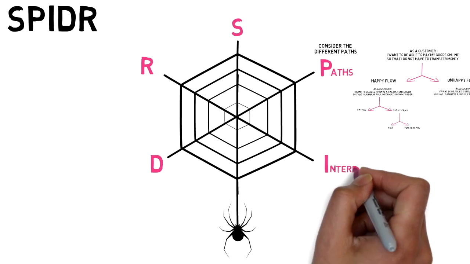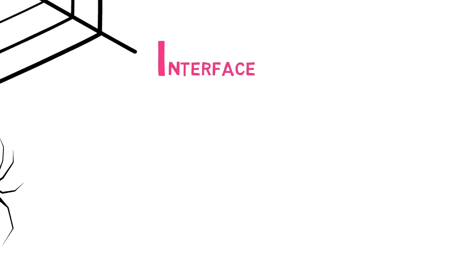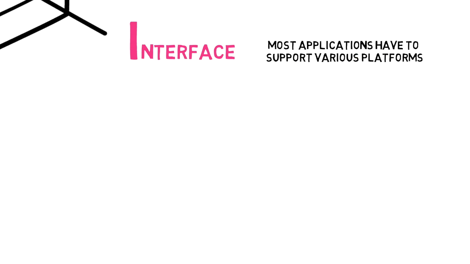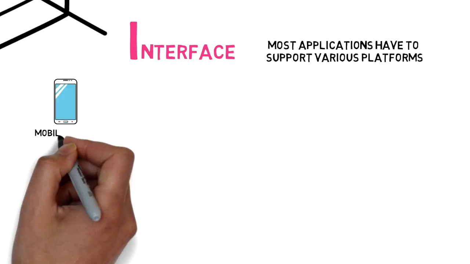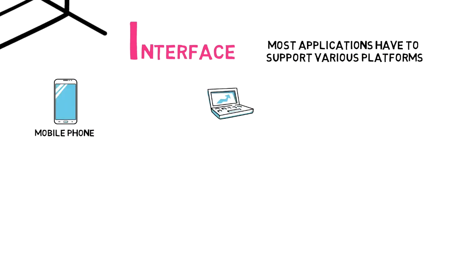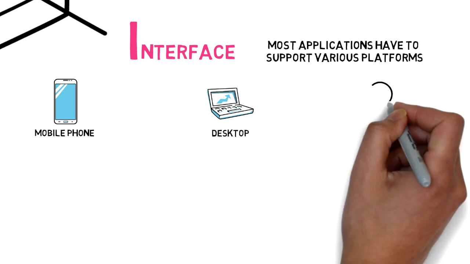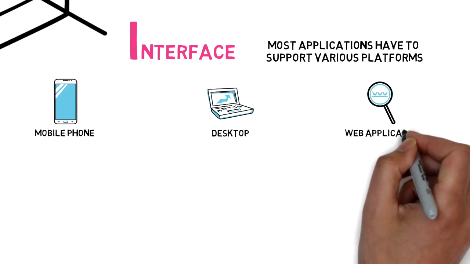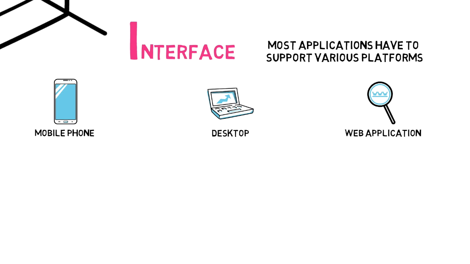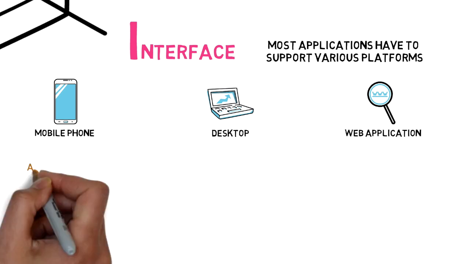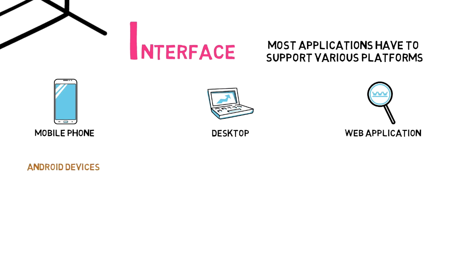The I stands for interface. Most applications have to support various platforms, like mobile phones, desktops, tablets, or touchscreens. It may be beneficial to break down large items depending on the interface. For a mobile application, we can create a user story that relates exclusively to the use of Android devices, and then another one that focuses on iOS devices.